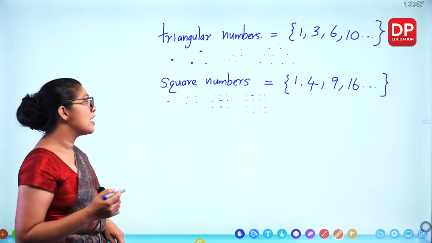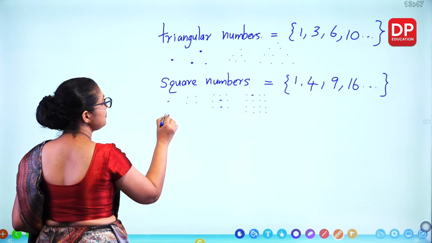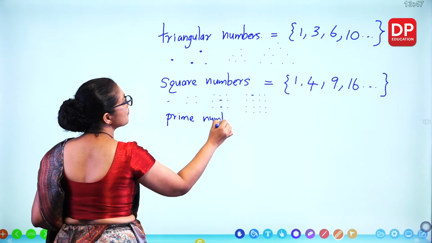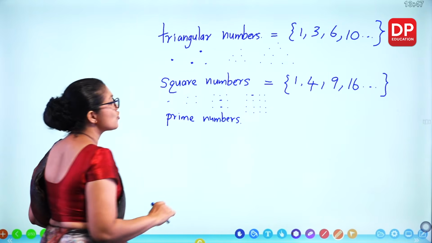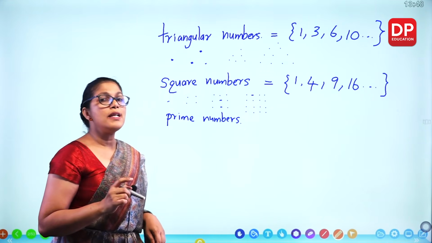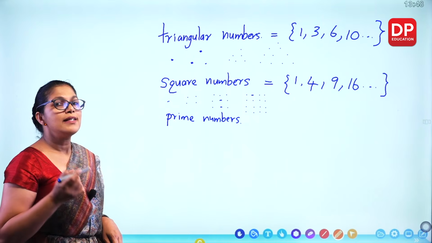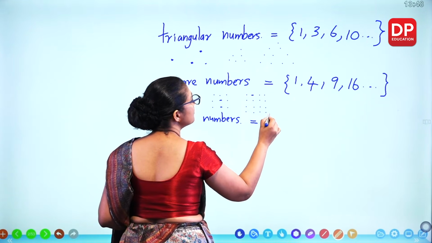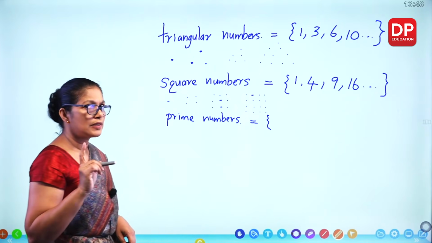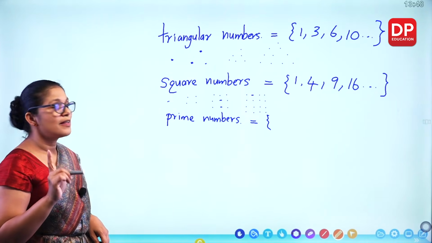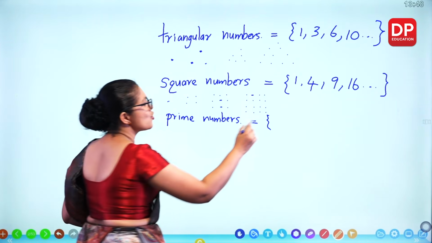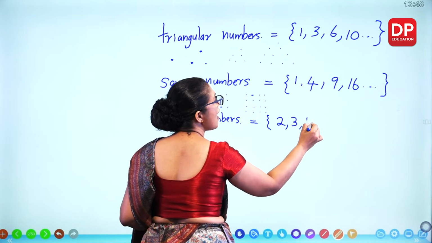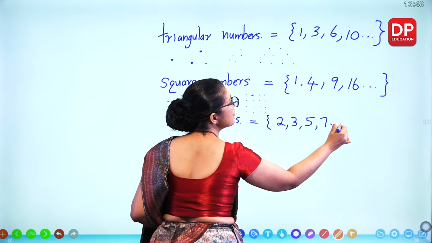Then what about prime numbers? Prime numbers are only divisible by 1 and itself. So what's the lowest prime number? 1? That's wrong. Starting with 2. So the lowest prime number is 2. Then 3, 5, 7, and so on.